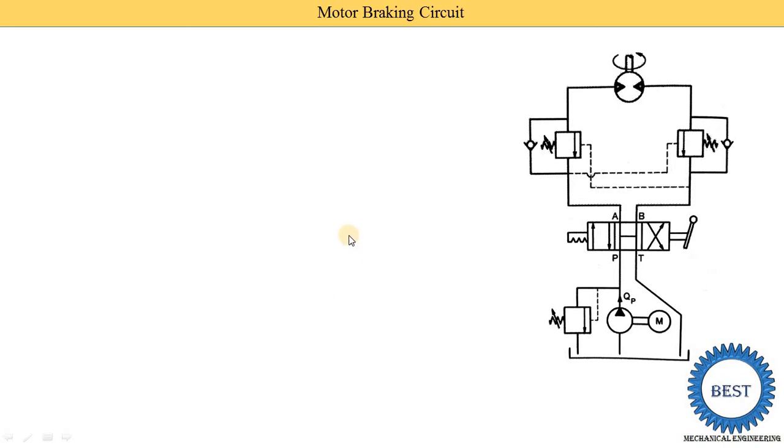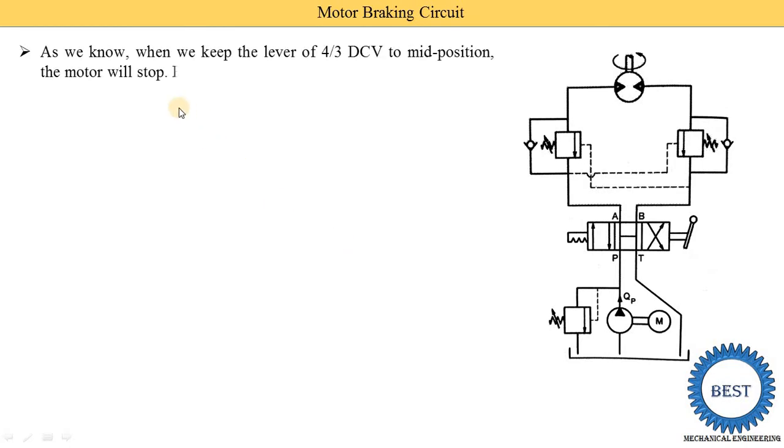There are various types of actuators, that is, reciprocating and rotary. A rotary actuator is also called a hydraulic motor. So we are discussing the hydraulic motor braking circuit in this video. As we know, when we keep the lever of the 4/3 DCV in the mid position, the motor will stop. But there are two issues.